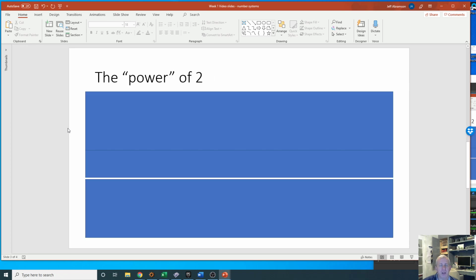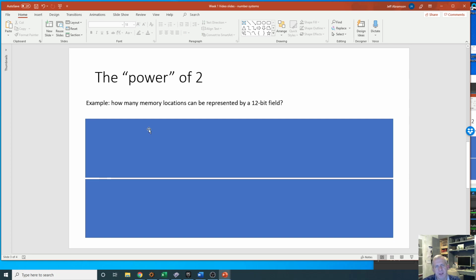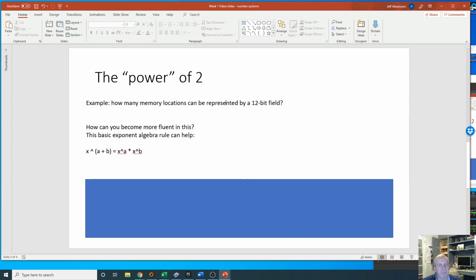All right, let's talk a little bit about the power of 2. This is the type of question that by the end of this class, and I told my students in CS160, some of you will remember I said this, I want you to be fluent in answering questions like this. These are key concepts in computer science. If I have a 12-bit field, how many memory locations can be represented by that 12-bit field? The answer is 2 to the 12th, and 2 to the 12th is 4,096.